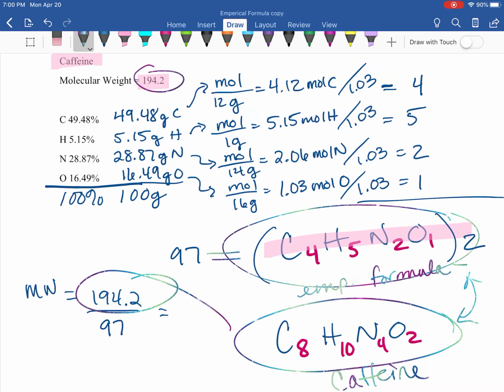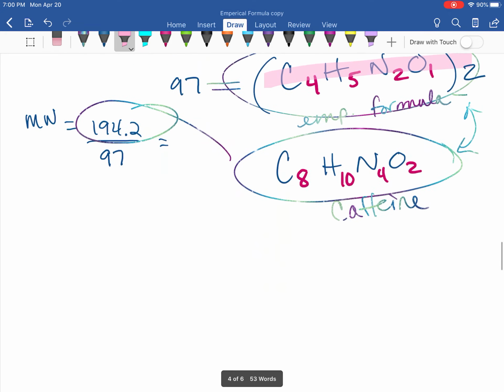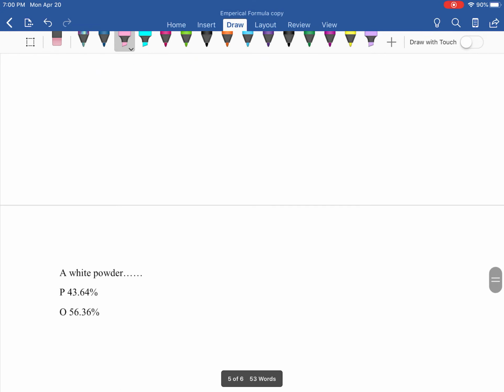So this is indeed caffeine. This is our molecular formula. And see how it compares to the empirical formula? If you don't have the molecular weight, all you can get to is the empirical formula. So if I give you a problem that gives you this data plus the molecular weight, then you should be able to get to the real molecular formula.